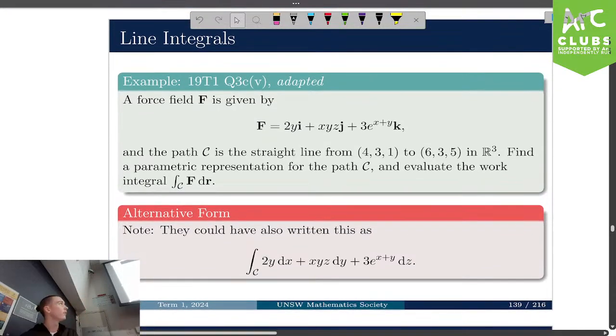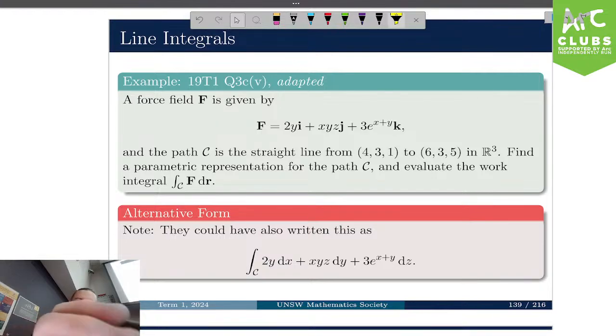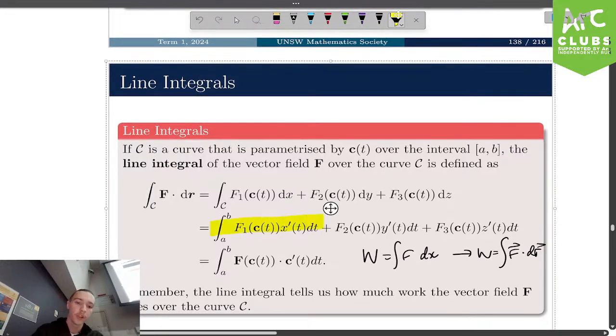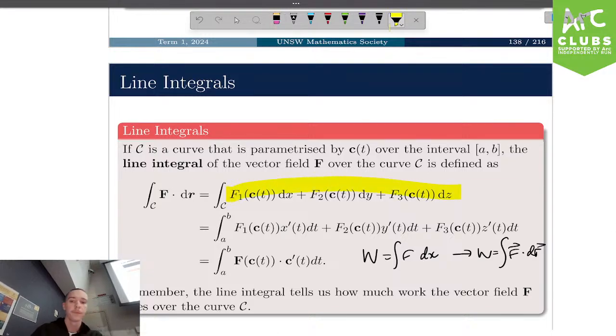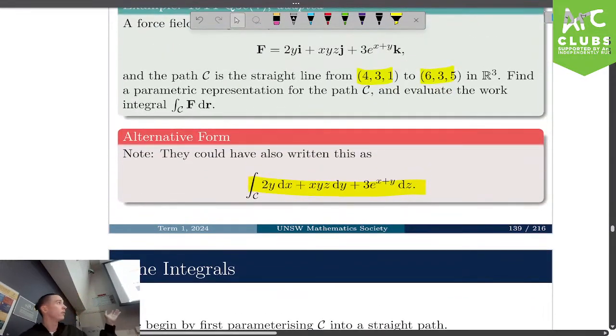So here's an example. We've got a force field F given by this expression here, and we're told that the path C is a straight line, very nice, from this point to this point in R3. We want to find a parametric representation for the path C and hence evaluate the work being done. In other words, what's the parametric equation for the curve C? Hence do the line integral. That's all it's really asking. We can express this integral like this, just using this expression here, so we can rewrite our integral into something a bit simpler to look at.